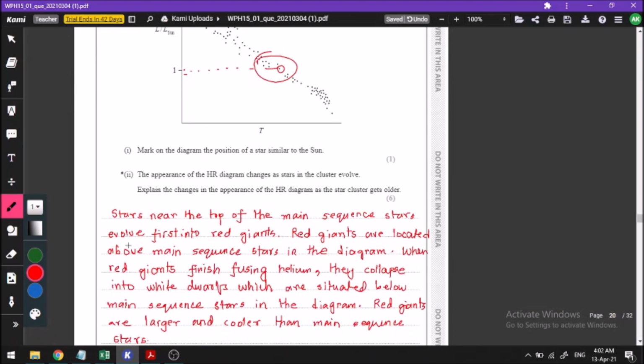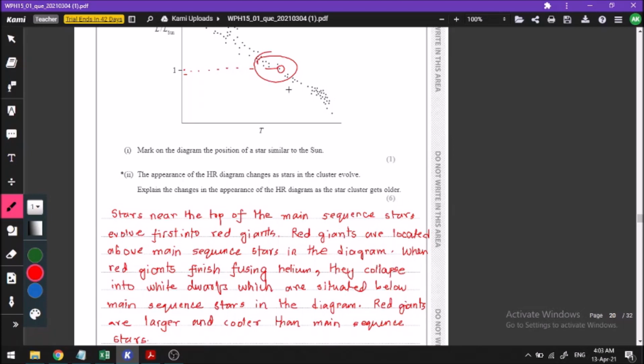Okay, so now we have to explain the changes in the appearance of the HR diagram as the star cluster gets older. So what happens when a star gets older? You see, these are the main sequence stars. When a main sequence star gets older, it uses up all the hydrogen. So you can add this line over here. I forgot to add this line, but this answer is enough. But you can also add this line if the mark was higher.